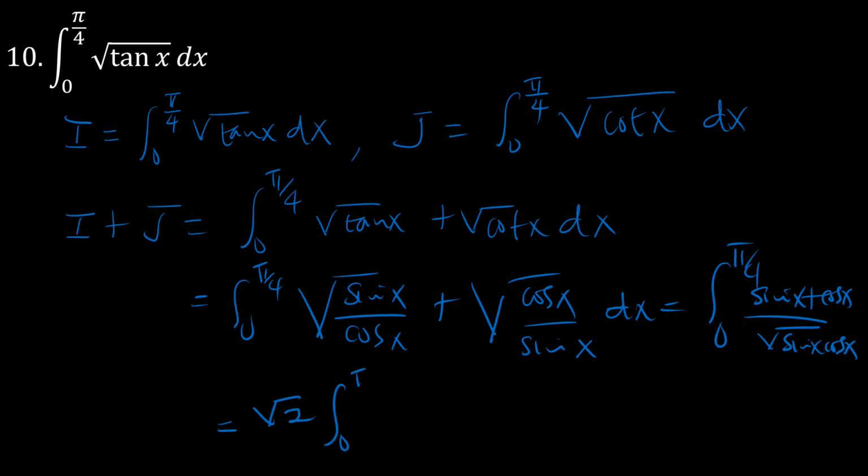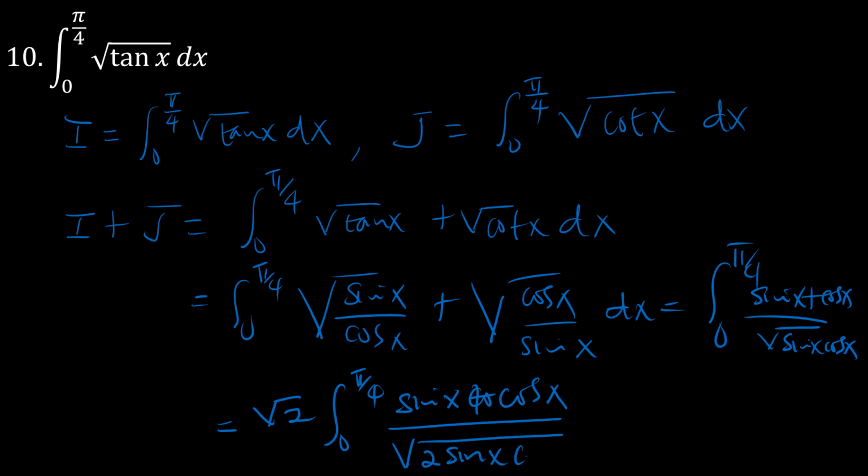which is obviously equal to the square root of 2 times the integral from x equals 0 to x equals pi over 4 of sine x plus cosine x over the square root of 2 sine x cosine x.